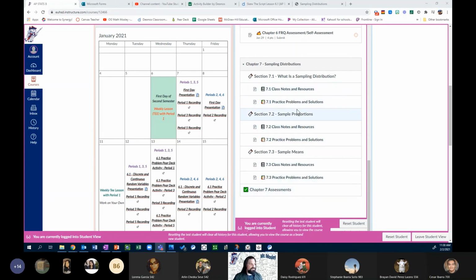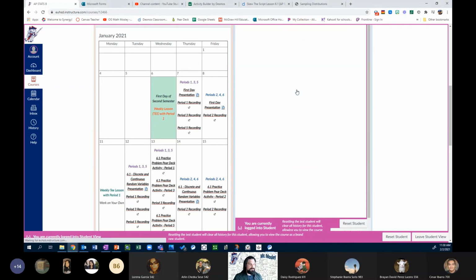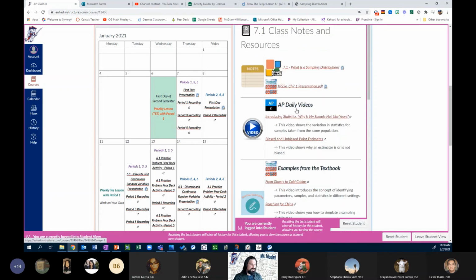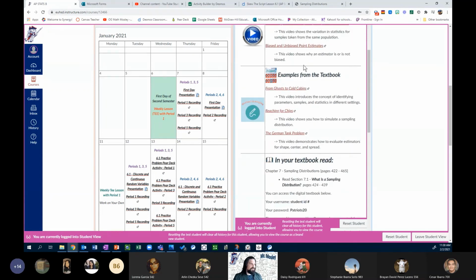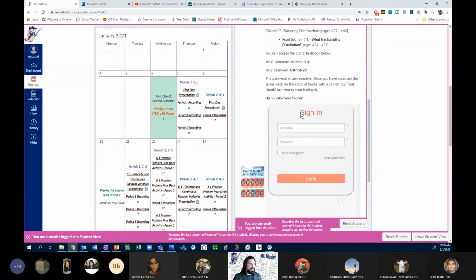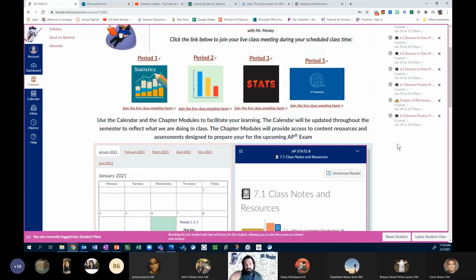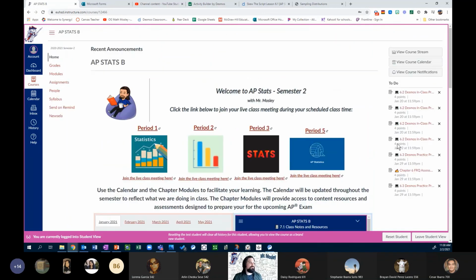So we do have our resources available, kind of like Chapter 6. There's lots of things in here. We've got the study guide, the presentation you just saw, AP Daily videos, videos of examples from the textbook, and I actually have the link to the textbook and the pages that correspond with section 7.1 here as well if you want to look through the textbook digitally or the one you have at home, whichever you want. All right, so we have all those things available. Chapter 7 is basically ready to go in Canvas as well. So there's that.